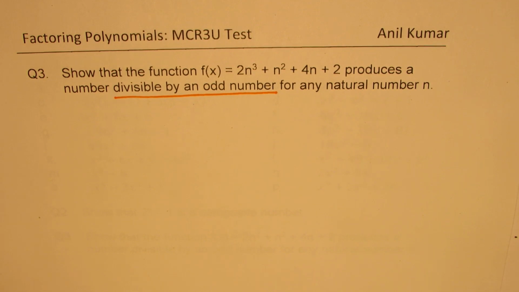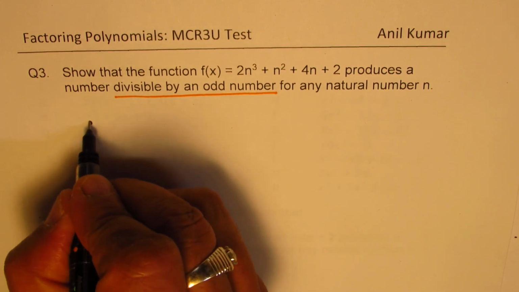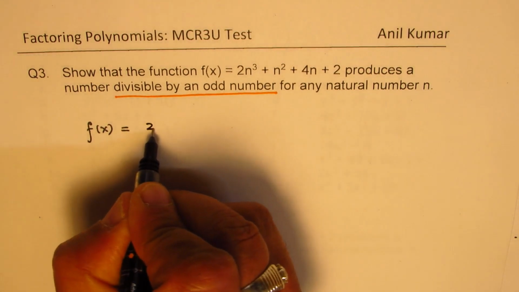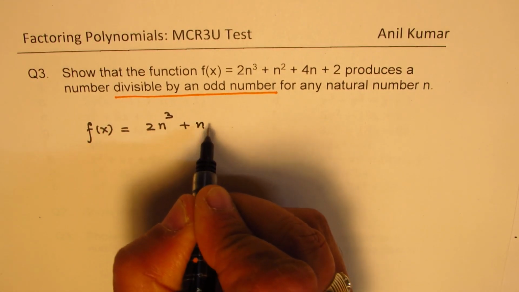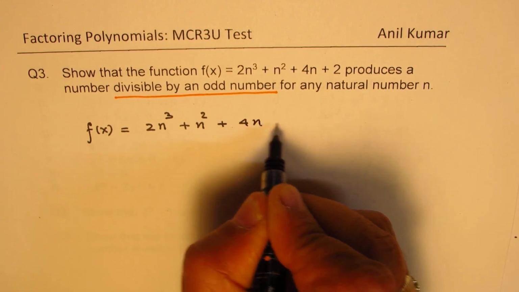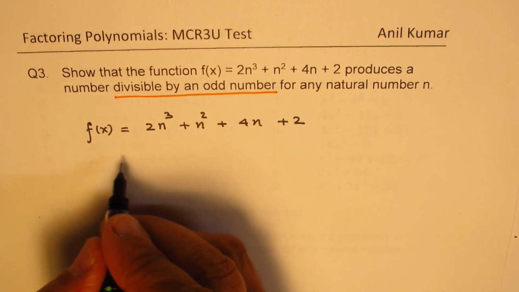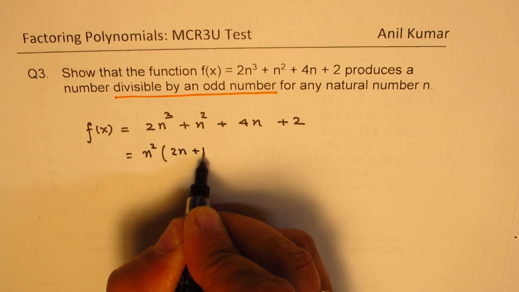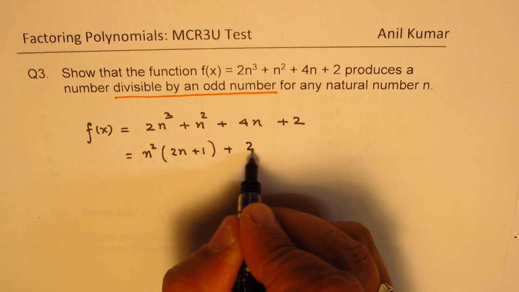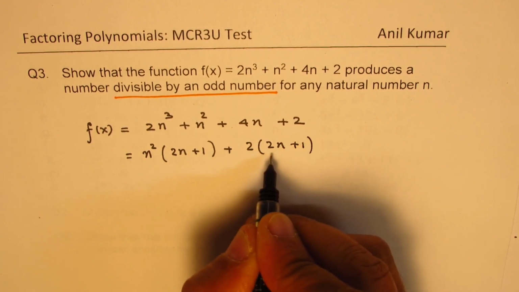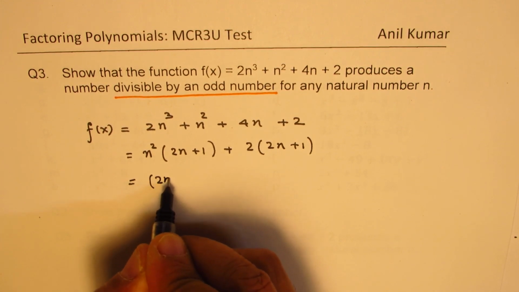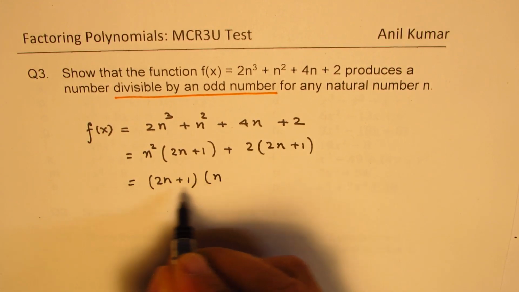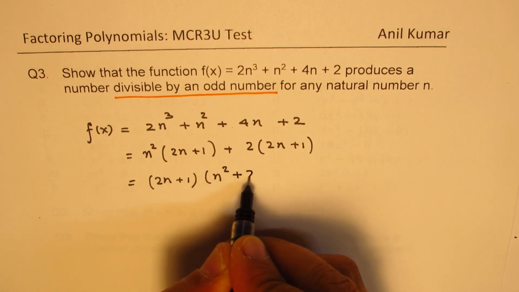Now how do we show that? Well, for that, we need to factor our function and see if we get an odd number, right? So we are given the function f of x as equal to 2n cubed plus n squared plus 4n plus 2. We can do the group factoring, combining the first two. We have n squared common here. We get 2n plus 1. In the second group, 2 is common, so we get 2n plus 1 again. 2n plus 1 is a common factor, so we can factor this out. That results in 2n plus 1 times n squared plus 2.